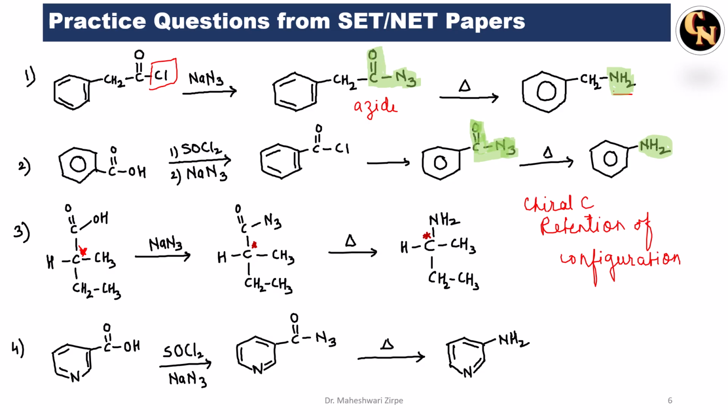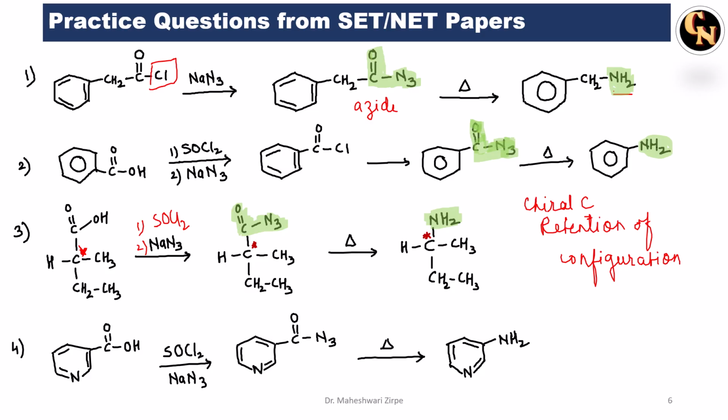So let us see the third one. If you see the example, there is a carboxylic acid, then the azide. Obviously the carboxylic acid will first get converted into acyl halide, so you will require SOCl2, and the second reagent is NaN3. So azide is formed, then the azide gets converted into amine. I'll just highlight this: this is your acyl azide, which gets converted into amine.